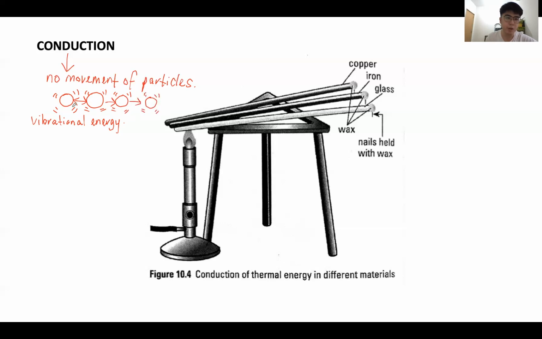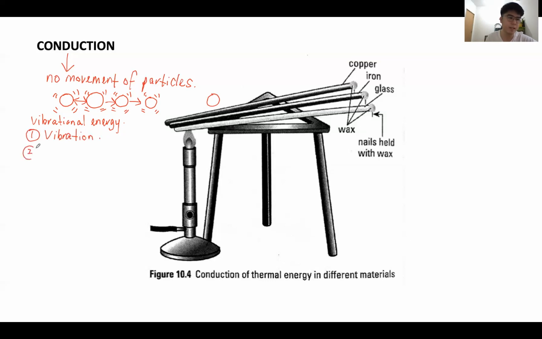Okay, so the atom at the left causes the atom at the right to vibrate after a certain period of time. So that is the first method of transfer in conduction. That is through the vibration of particles. There is another one.